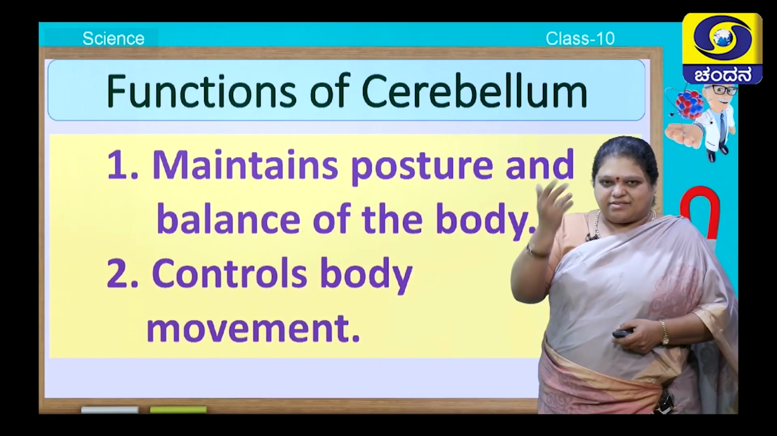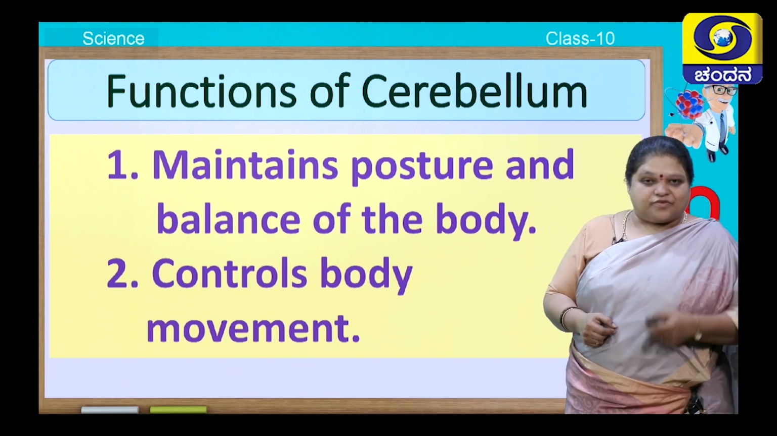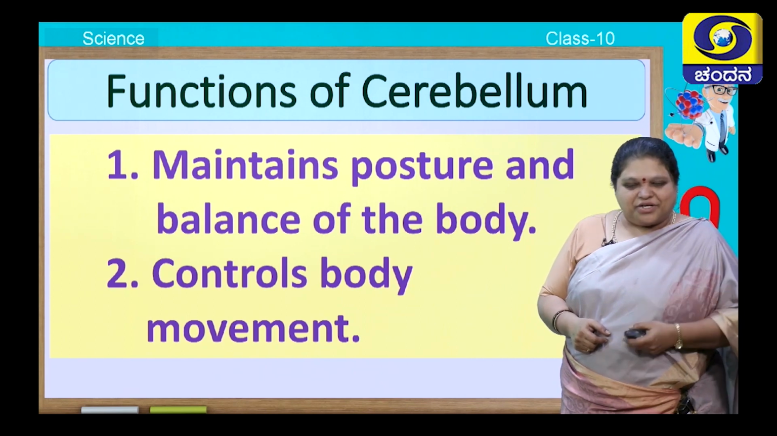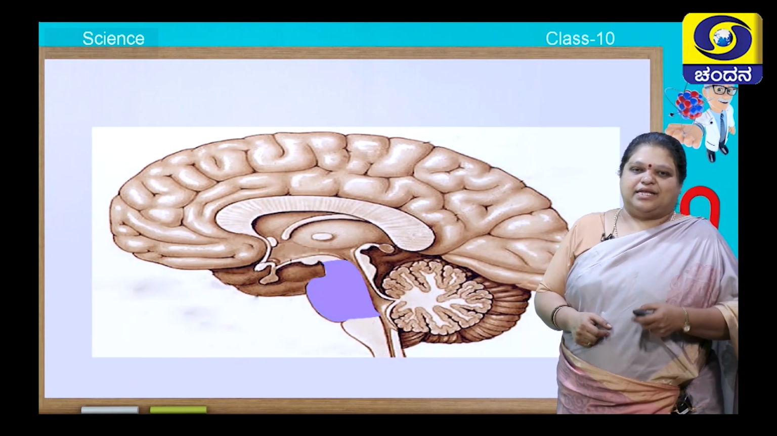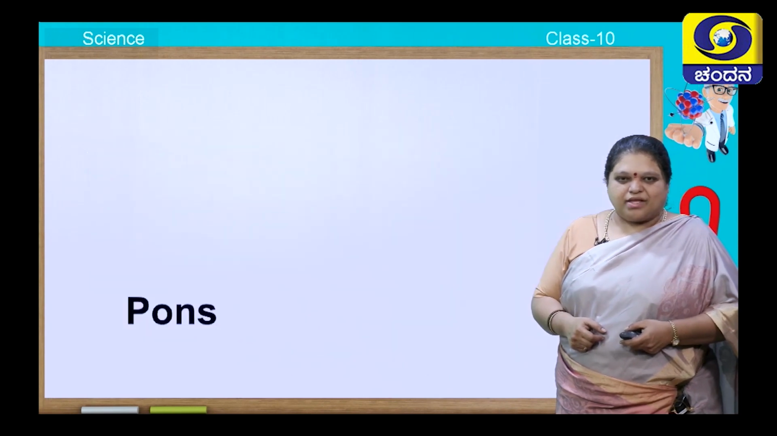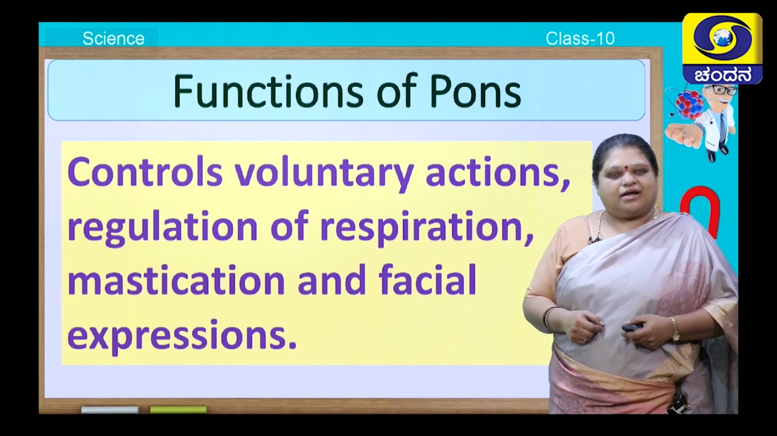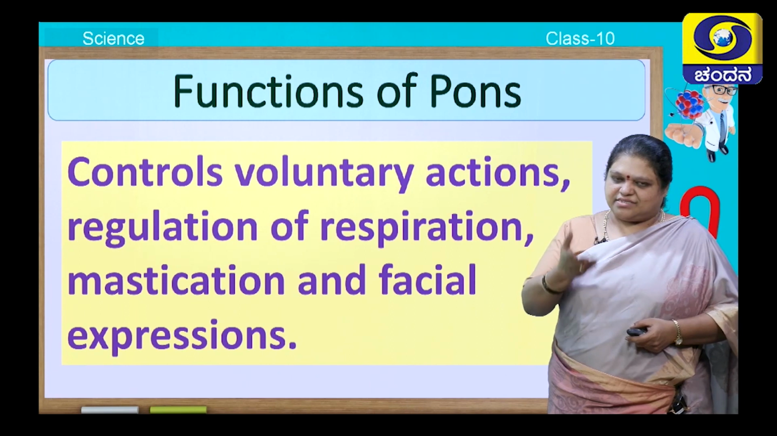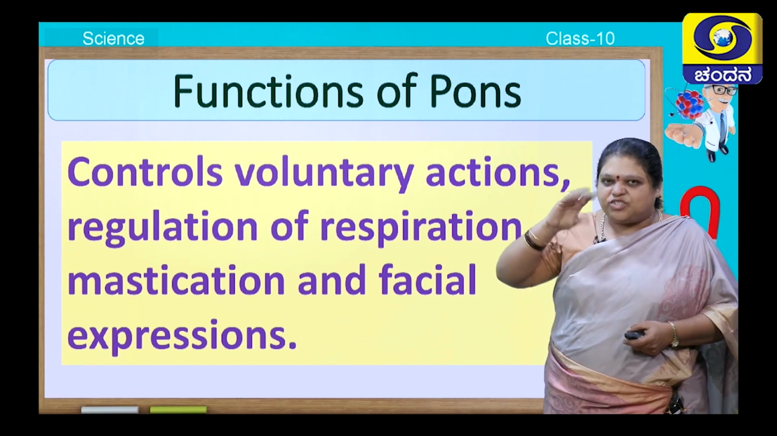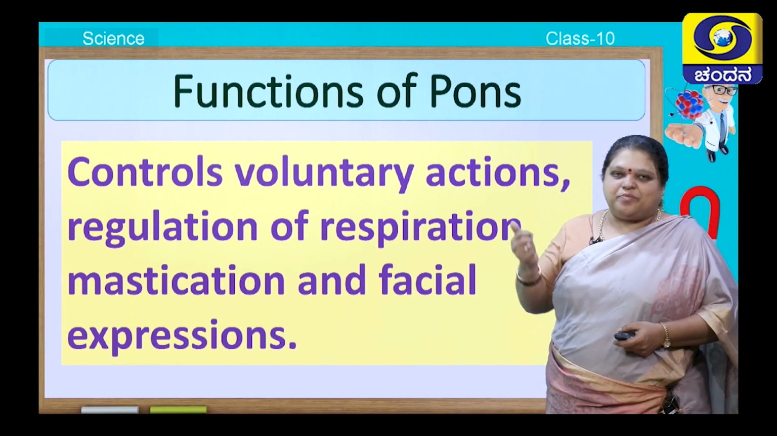Now, please write down the functions of the cerebellum. It maintains posture and balance of the body. It also controls body movement. Wrote down. Next we will come to the next part, that is the pons. Now let us see what the functions of the pons are. The pons controls voluntary actions. Please write down: regulation of respiration, mastication (chewing), and facial expressions. All these are controlled by the pons.